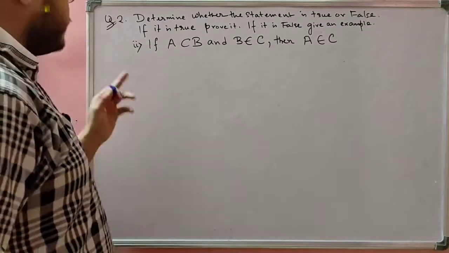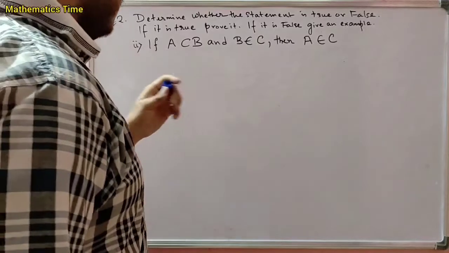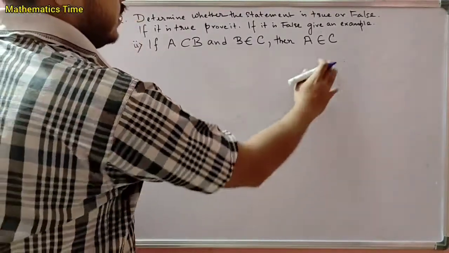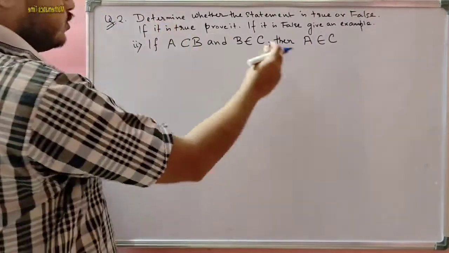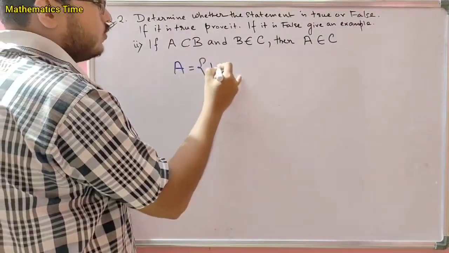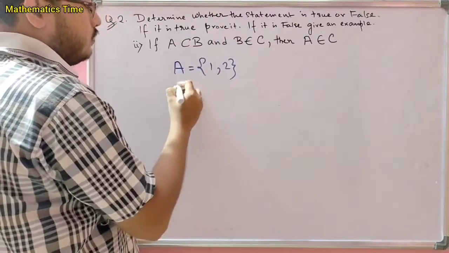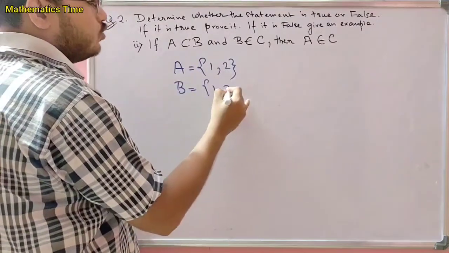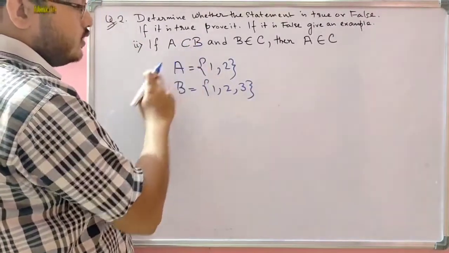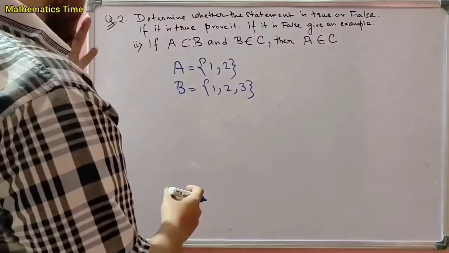So the next problem is, if A is a subset of B and B belongs to C, then A belongs to C. We have to show that A belongs to C. So we are considering A as the set {1, 2} and B as {1, 2, 3}. So A is a subset of B is satisfied from this example.